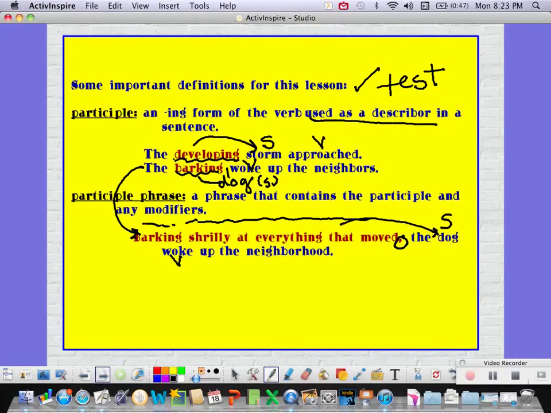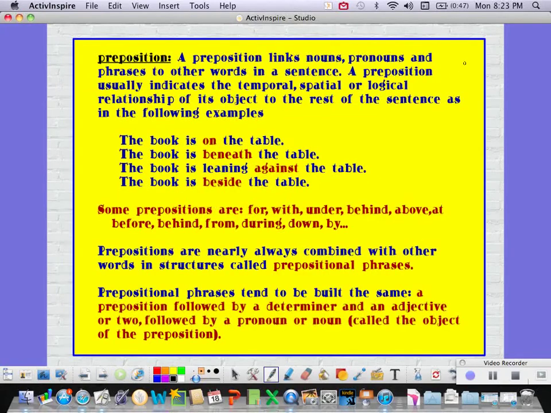A couple of other definitions. A preposition, it's a part of speech. A preposition is a word. It links nouns and pronouns to each other or other parts of the sentence. Prepositions give the reader an idea of where or when. On the table, beneath the table, against the table, beside the table.